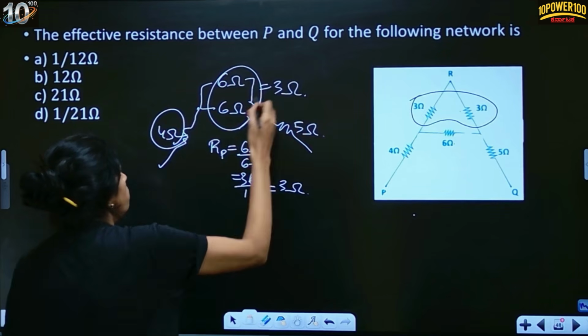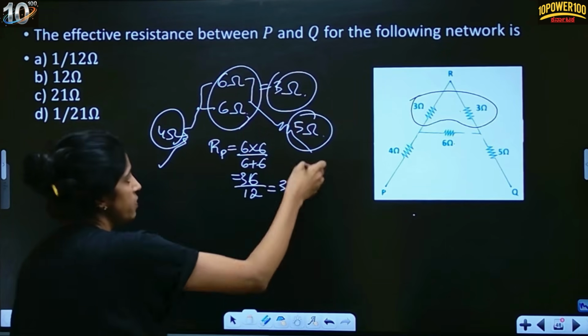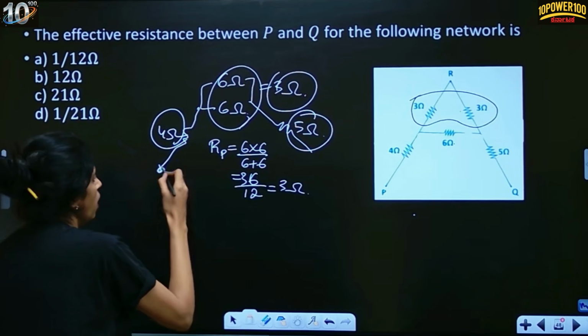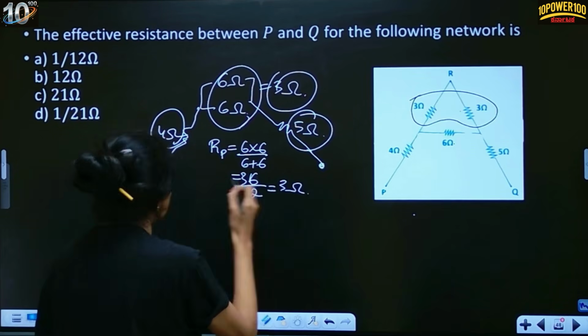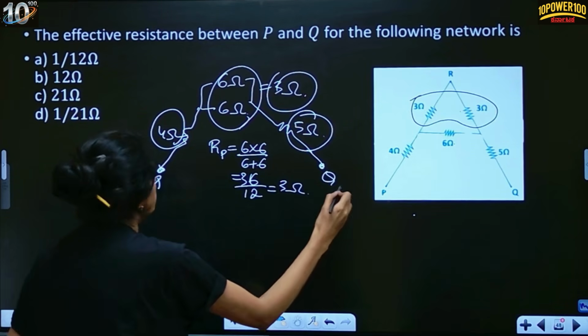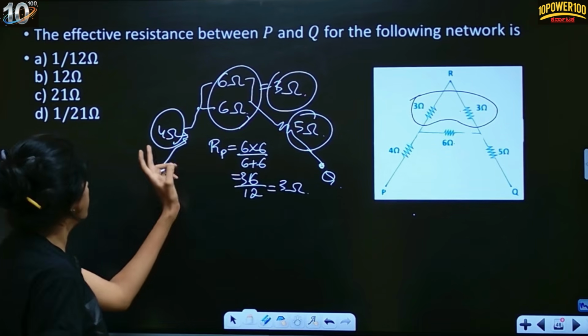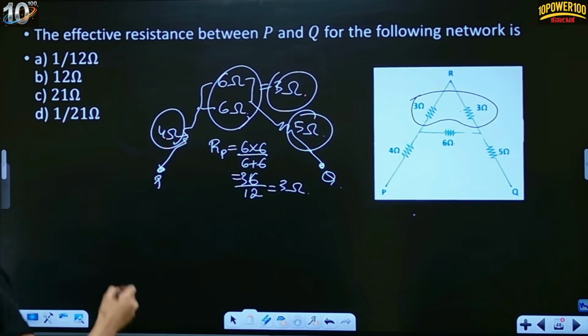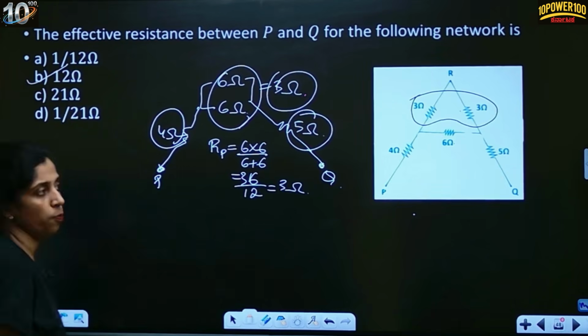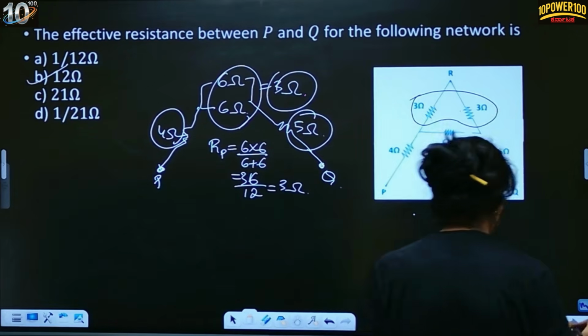Now 4 ohm, 3 ohm and 5 ohm are in series, because we are finding the equivalent resistance between P and Q, guys. So now 4 ohm, 3 ohm, 5 ohm. How much, guys? 5, 6, 7, 8, 9, 10, 11, 12 ohm. So the total resistance is 12 ohm. Okay, very simple circuit.